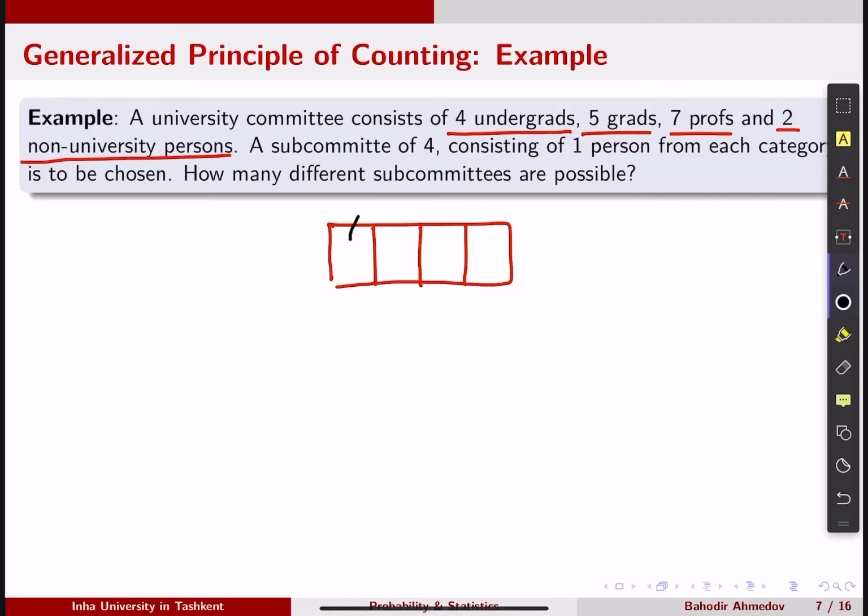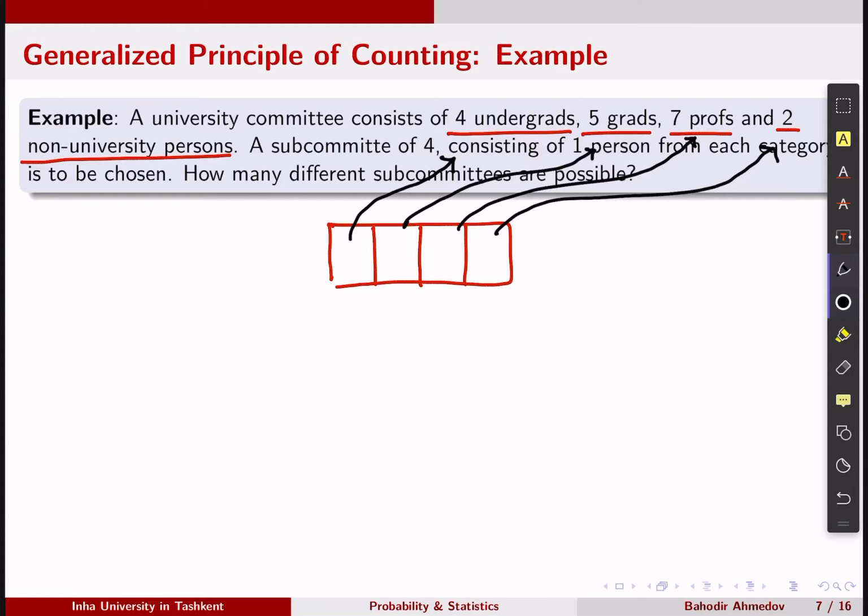Like for the first, you need to call a person from undergraduate. For the second, you need to choose a person from the graduate. For the third place, you need to choose one of the professors, and for the last place, you need to choose a non-university person. So the question is, how many different committees is it possible to do?